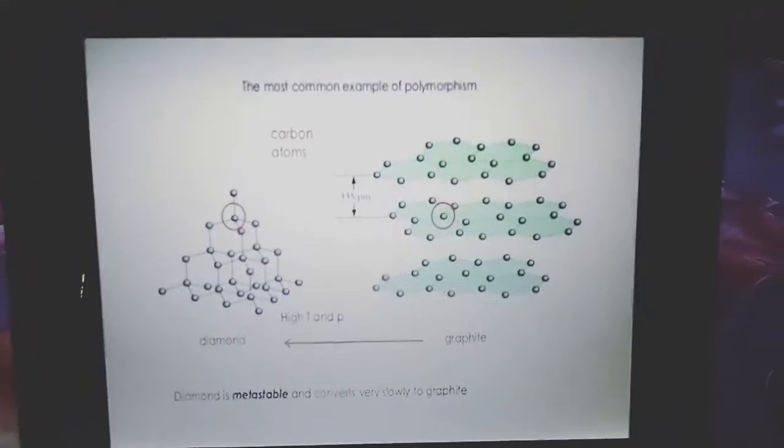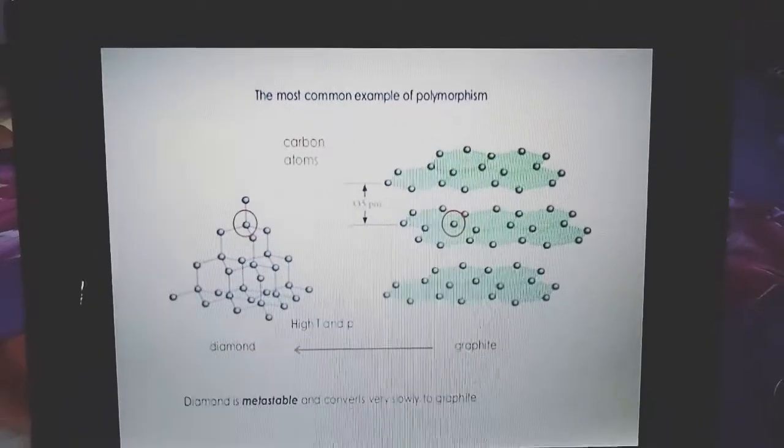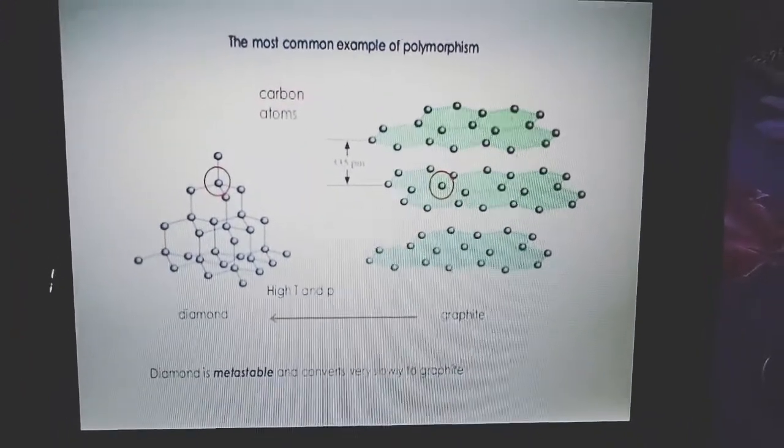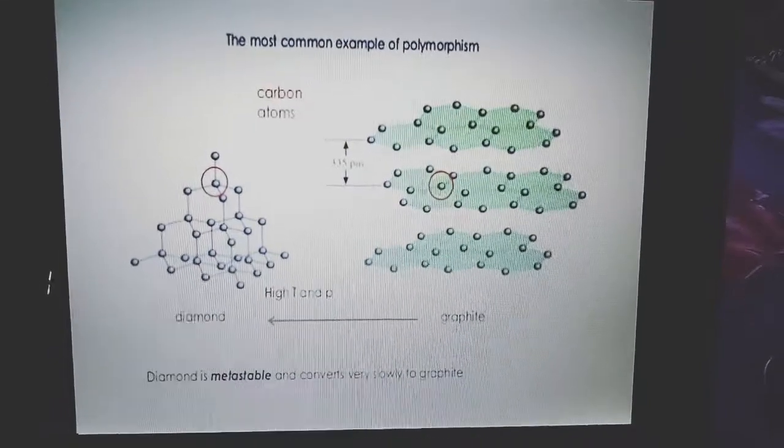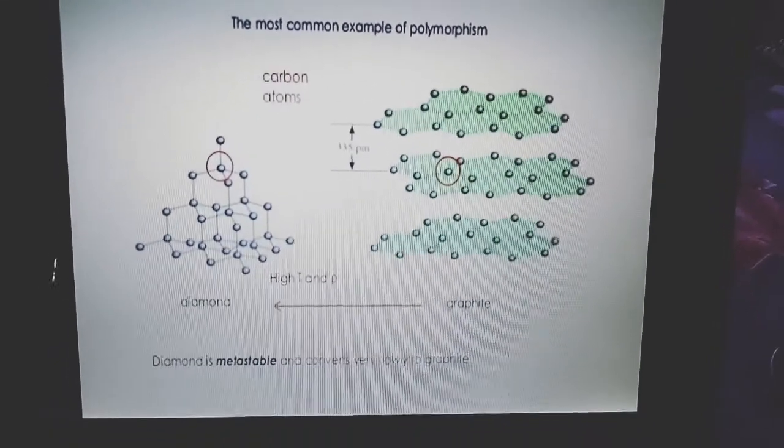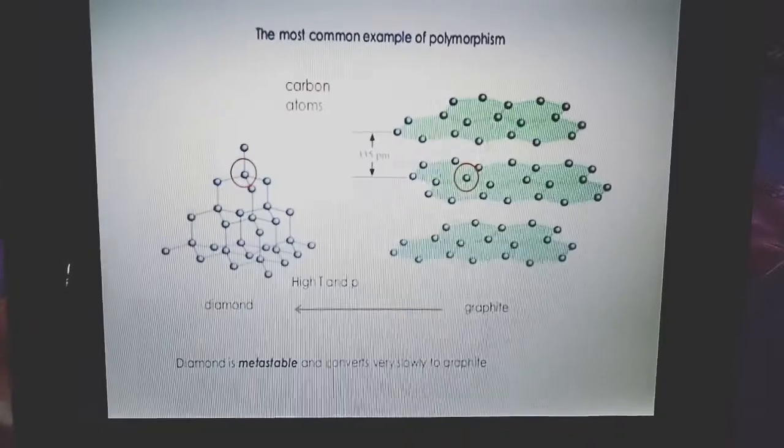Next, in this slide, students, you can see an example of polymorphism: diamond and graphite. Diamond is a metastable form. It converts very slowly to graphite. So this is an example of polymorphism. Thank you.